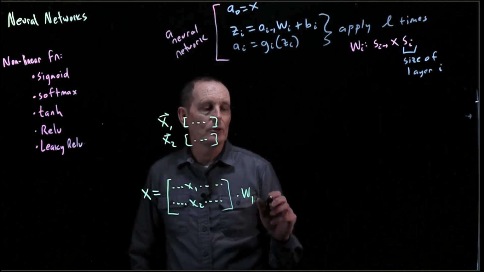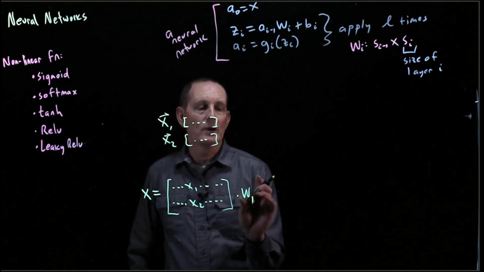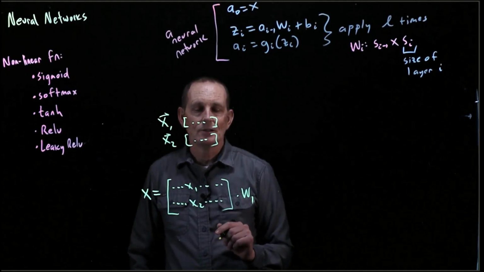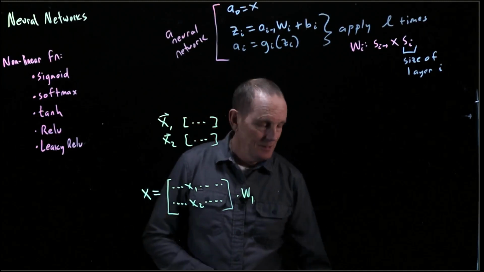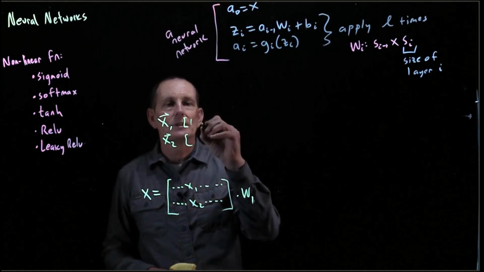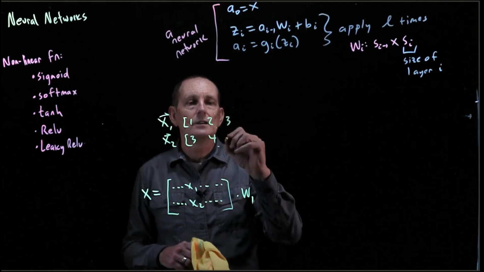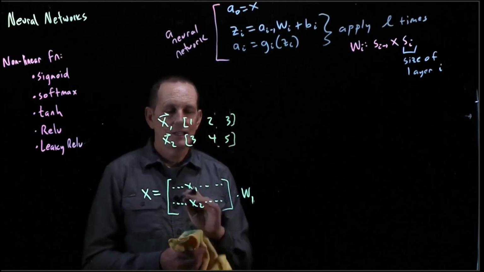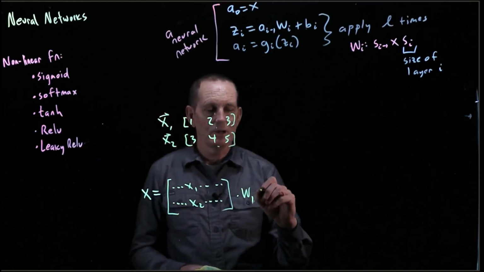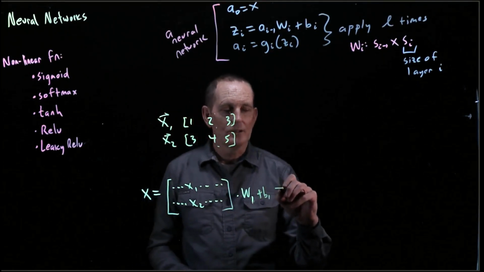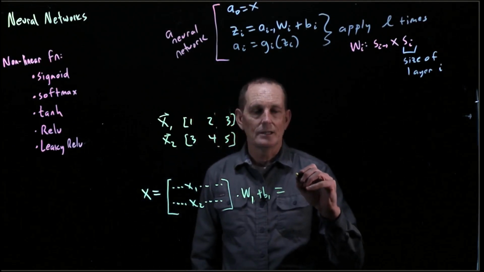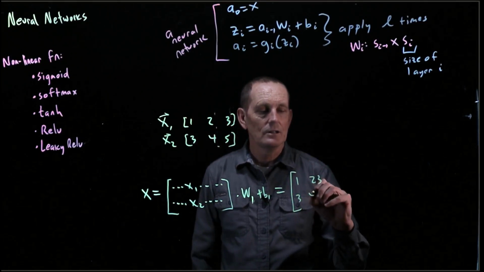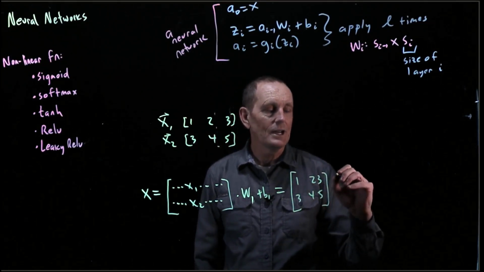So if we multiply it by w1, normally we would be coming out with a 1 by whatever the second dimension of w is. Let's look at a particular example of this. So let's say x1 is 1, 2, 3, and x2 is 3, 4, 5. Then in this case, x would just be these, x1 times w1 plus b1. So that's going to be equal, let's say, to the single matrix 1, 2, 3, 3, 4, 5, times w.